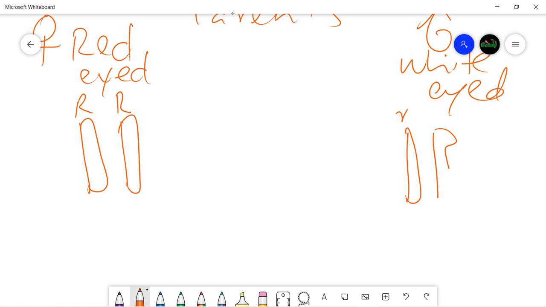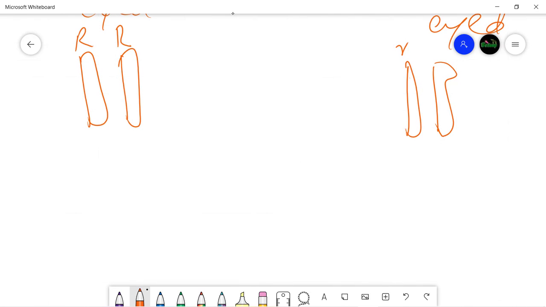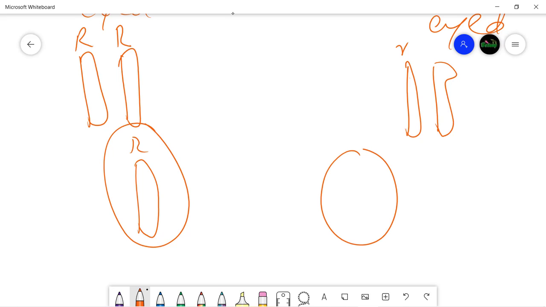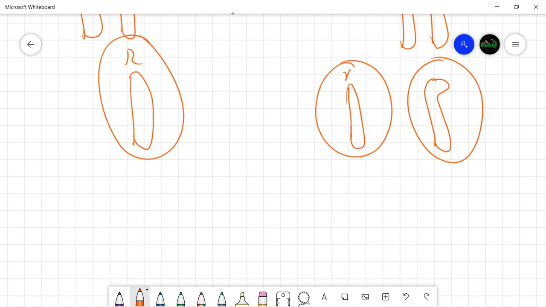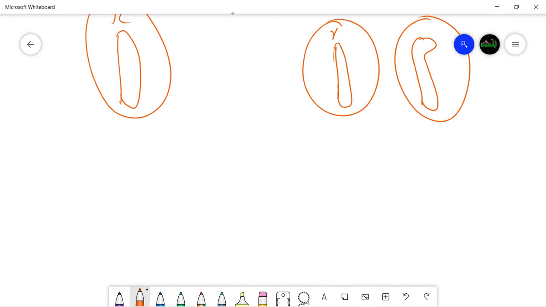Lowercase r, as I've just told you, is for the white color. Since the female has both X chromosomes carrying the dominant allele, all its gametes will carry this dominant red-eyed color allele, so we are going to make only one gamete. However, of the gametes of the male, one will carry the X chromosome with the recessive allele, and the other will carry the Y chromosome. So now let's make the cross.